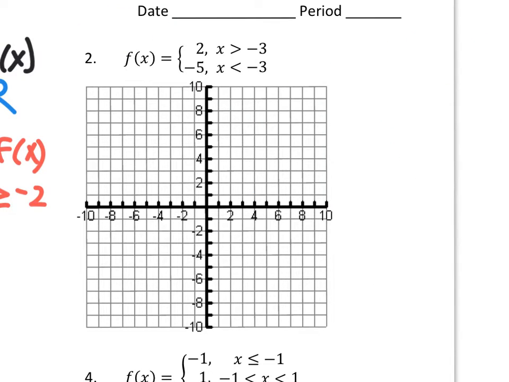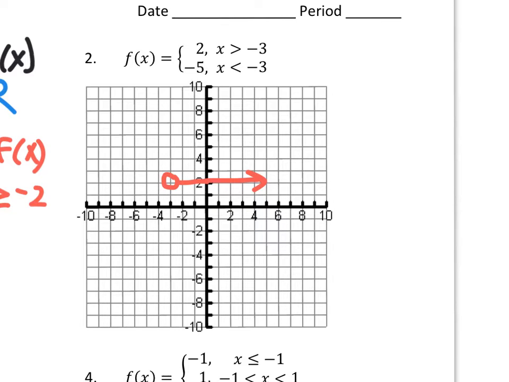Jumping to number 2. Let's graph the top one. Y equals 2. That's going to be a solid line right through 2, like this. Of course, you're only going to show a certain part of it. X has to be greater than negative 3. So greater than negative 3, you don't want anything that's less than negative 3. And the reason why I'm erasing a little bit more is because it's going to be an open dot at negative 3.